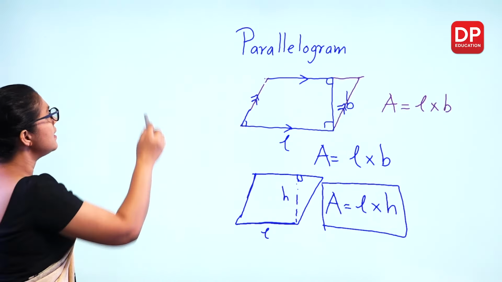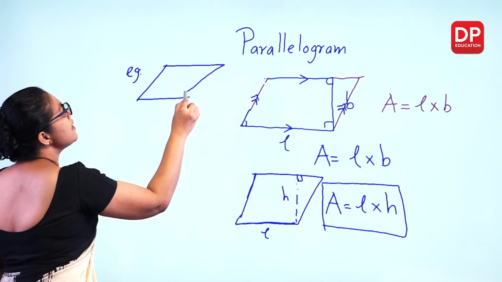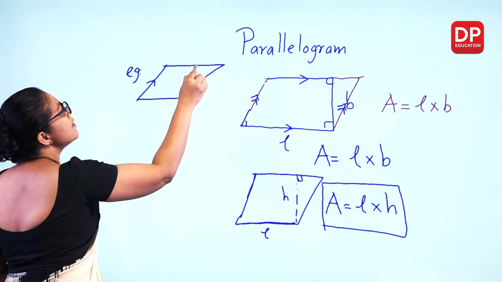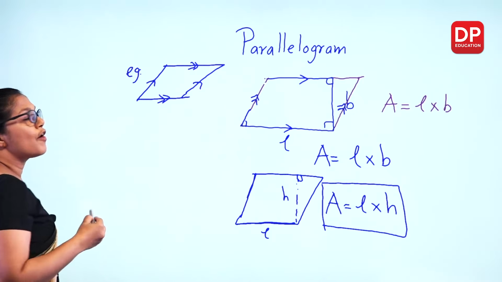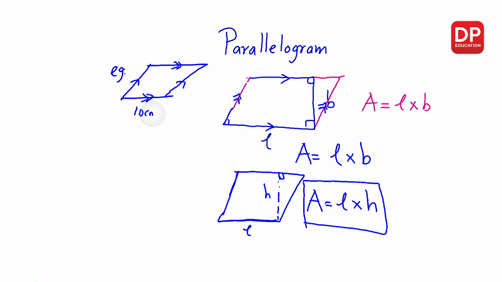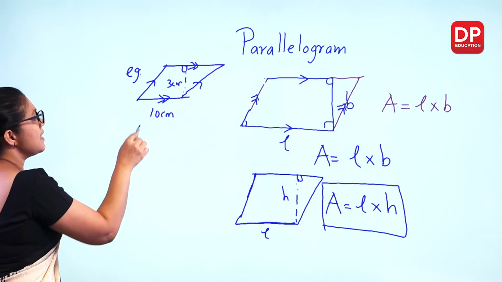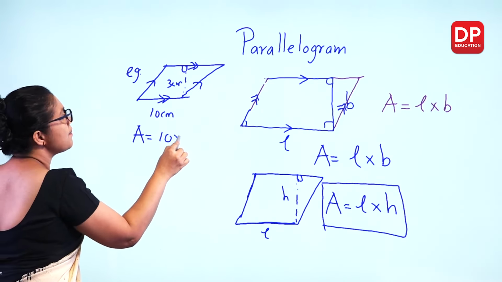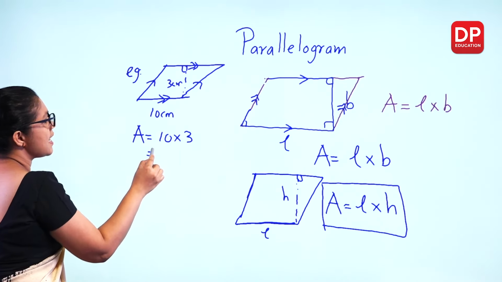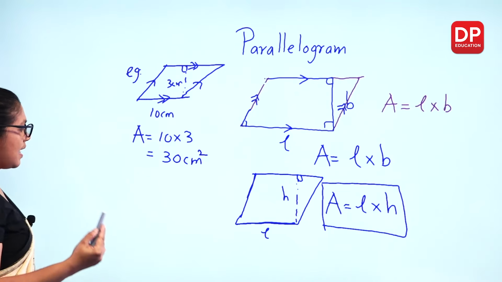So you can memorize this formula. For example, if I give you a parallelogram, parallelogram means opposite sides are parallel, so you need to give something like this. I'll give this side is 10 centimeters, and here the perpendicular height is 3 centimeters. So what's the area of this parallelogram? A is equal to 10 times 3. So what is 10 times 3? 30 square centimeters.